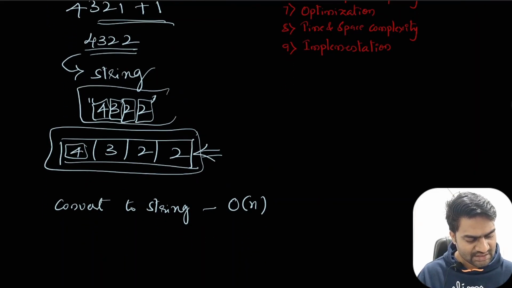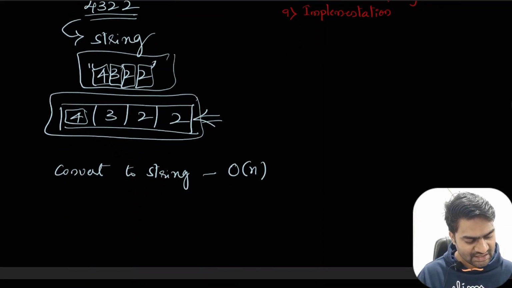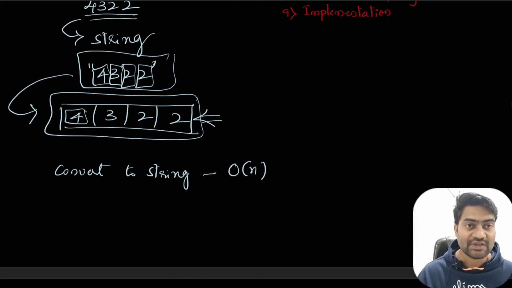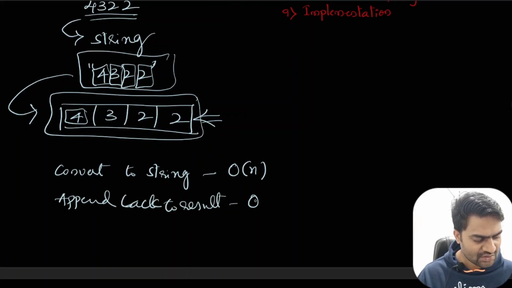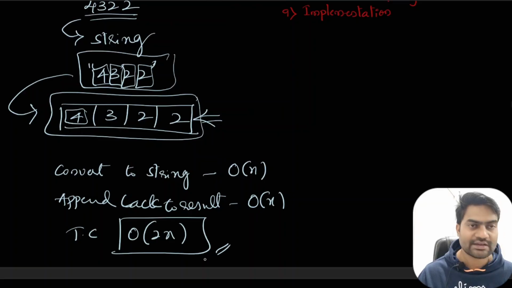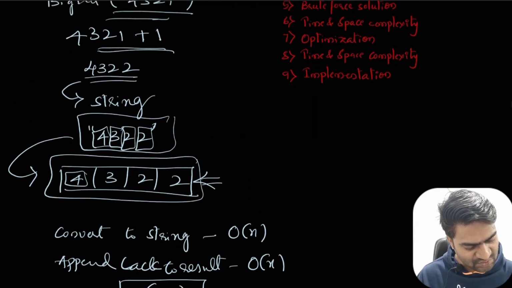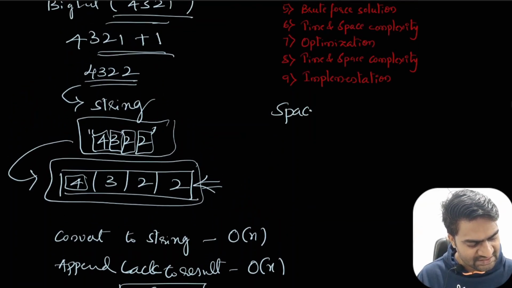Then when you come here, again it's a conversion, so maybe it will take order of 1 time complexity, but after this we need to iterate over and append back to the result array, which takes order of n. So totally the time complexity will be somewhere around order of 2n. Okay, so what is the space complexity?